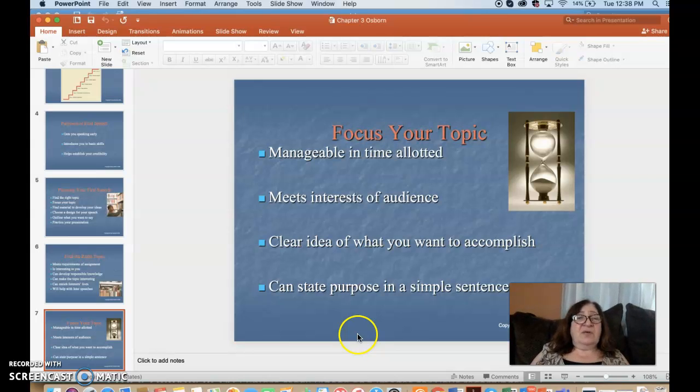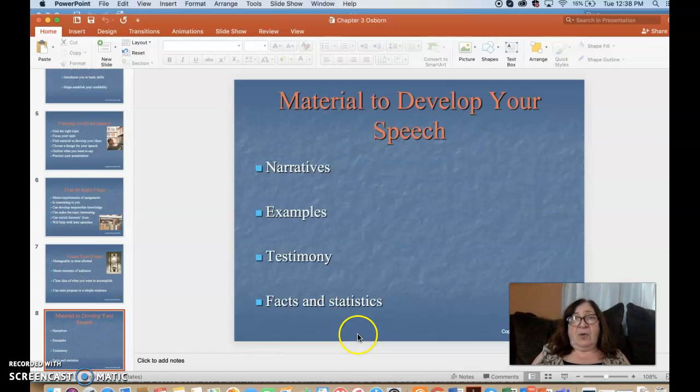So the first step, focusing on your topic. Make sure it is doable within the time limits, interests your audience, and your goals should be very specific. What is it that you want to accomplish? Am I going to inform my audience? Am I going to persuade my audience? Am I making a celebratory speech? If you can summarize your speech in one sentence and deliver it in an elevator or during a cocktail reception to someone you just met, then you have a clear goal.